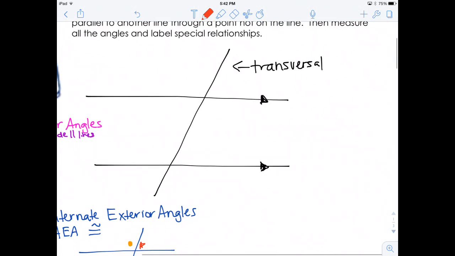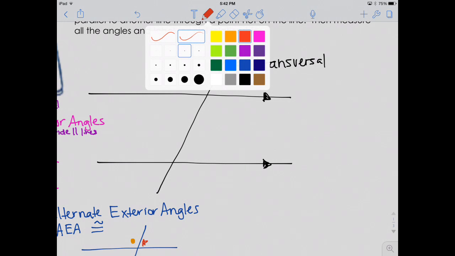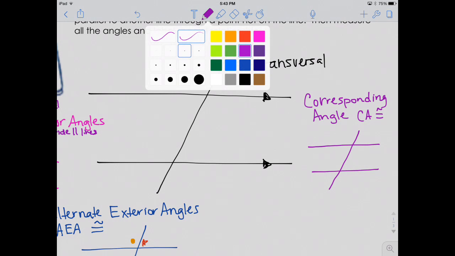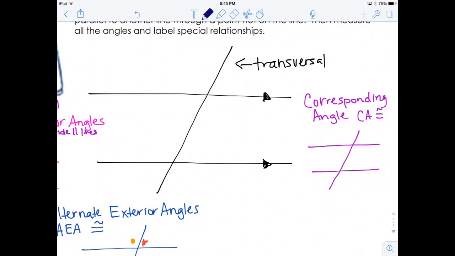Okay, so the next one we're going to look at is called corresponding angles. In corresponding angles, we abbreviate that CA, and corresponding angles are congruent. So if we have 2 parallel lines cut by a transversal, corresponding means same side, same position. So it's on the right side of the transversal, top of the parallel line.